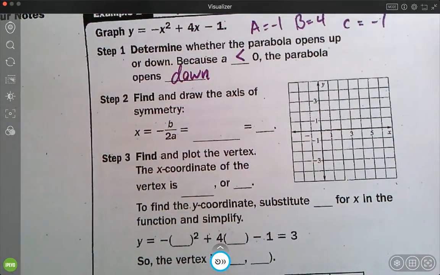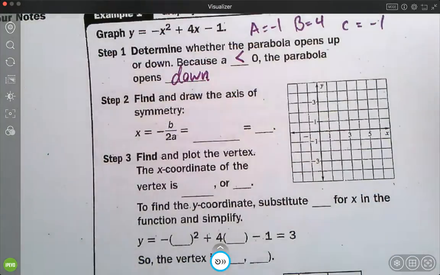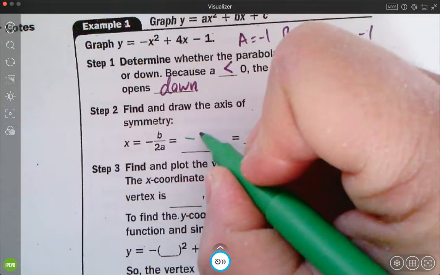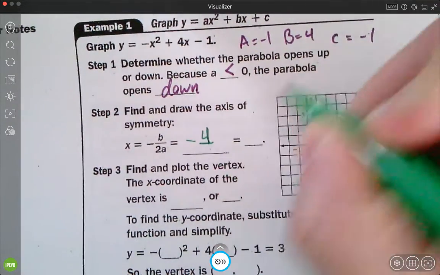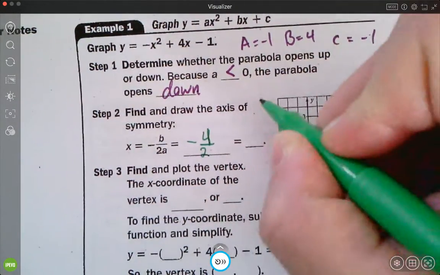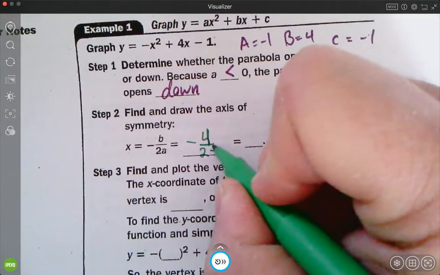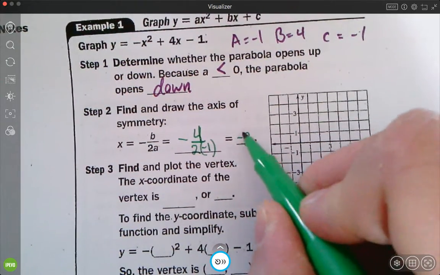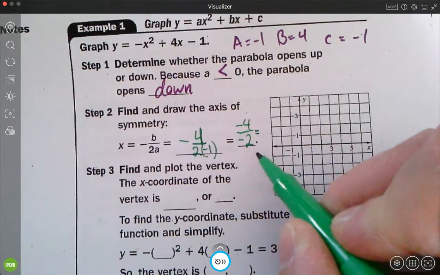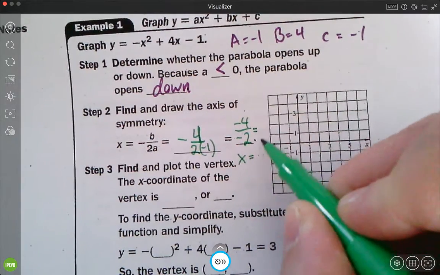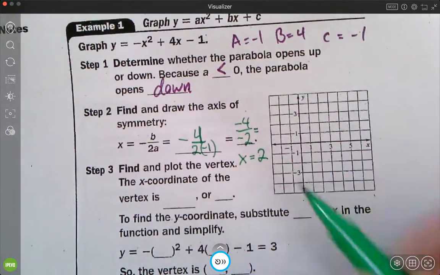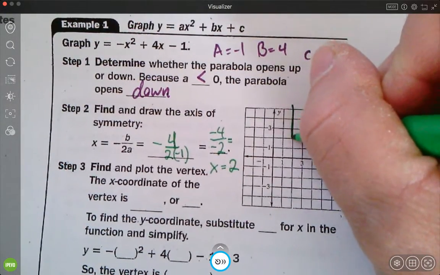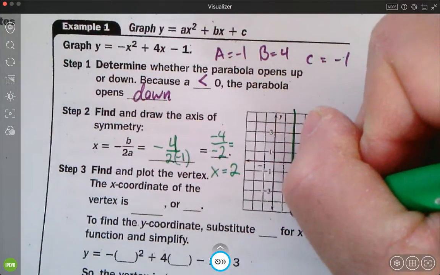So step 2, let's find the line of symmetry. I'll do this here in green, just to keep it color-coded. I'm going to write negative b, which is negative 4, over 2 times a, negative 1. So at the bottom, it's going to be negative 4 over negative 2. So I know that my x is equal to positive 2. My line of symmetry is at x equals 2, a vertical line of symmetry there.